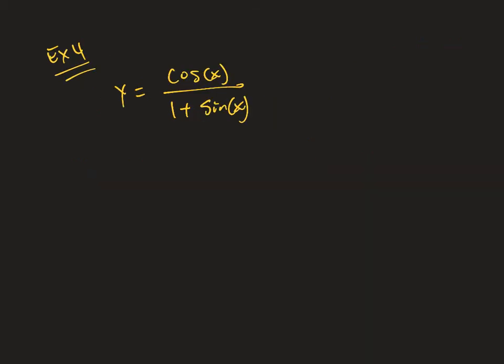So here's a function, cosine of x over 1 plus sine of x. And you guessed it, this is a quotient. We are going to have to use a quotient rule on this thing. And the way the quotient rule works is we assign u to the top function, the numerator, and we assign v to the denominator, and then we get organized. So u equals cosine x.